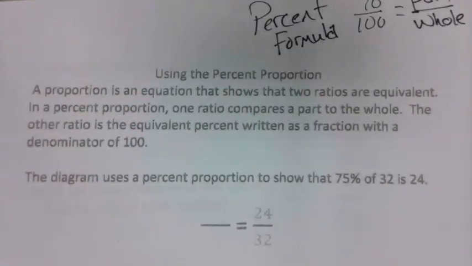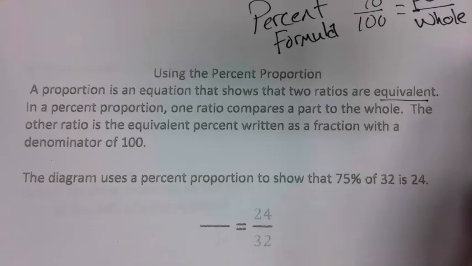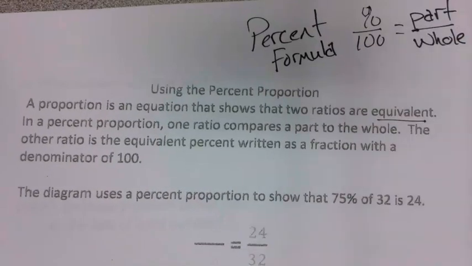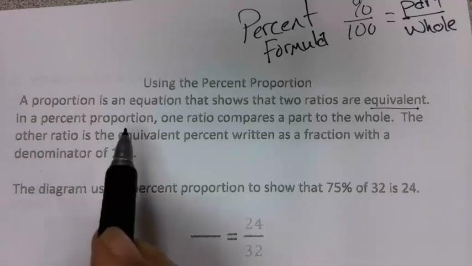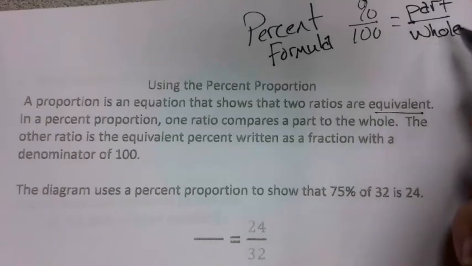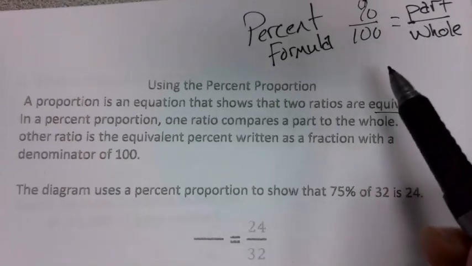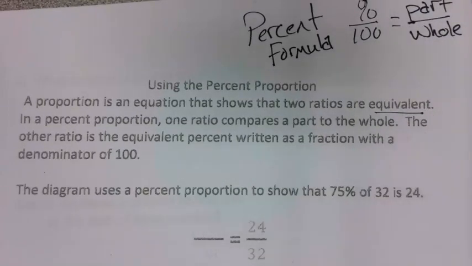A proportion is an equation that shows that two ratios are equivalent. That's why we put the equal sign. In a percent proportion, one ratio compares a part to a whole, and the other ratio is the equivalent percent written as a fraction with the denominator of 100.